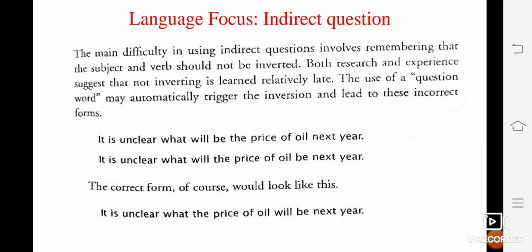So the correct form, of course, would look like this. It is unclear what the price of the oil will be next year. This is the correct one, everyone. It is unclear what the price of oil will be. Will be. Be careful. This is the correct one. What is the question word? The price of oil is the subject, and will is the auxiliary verb. So be careful with the order of the words that you use in indirect questions.